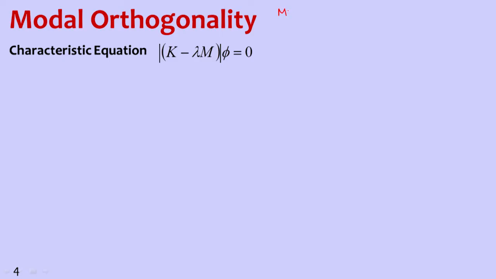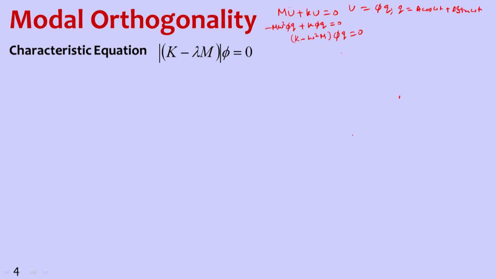We already discussed how the characteristic equation can be derived from the equation of motion. Let me give you brief details of that. m u double dot plus k u is equal to 0. When we use u is equal to phi q and q is equal to a cos omega t plus b sin omega t, and if we double differentiate that, what we get is minus m omega square phi q plus k phi q is equal to 0. So from this equation we can write the bracket k minus omega square m, times phi and q, is equal to 0.